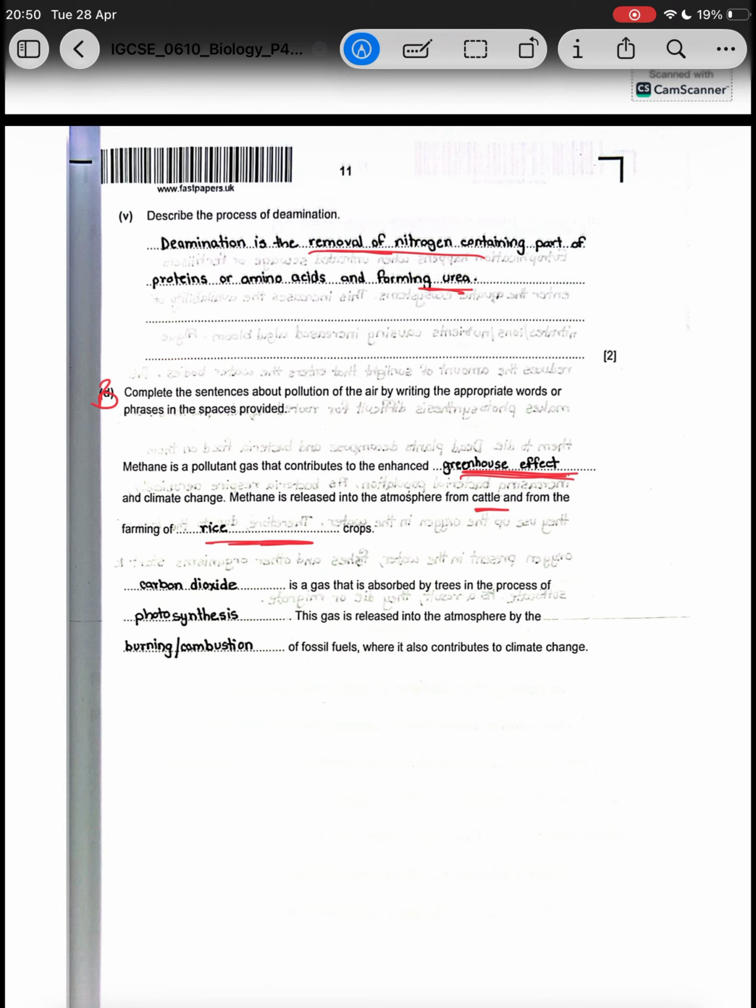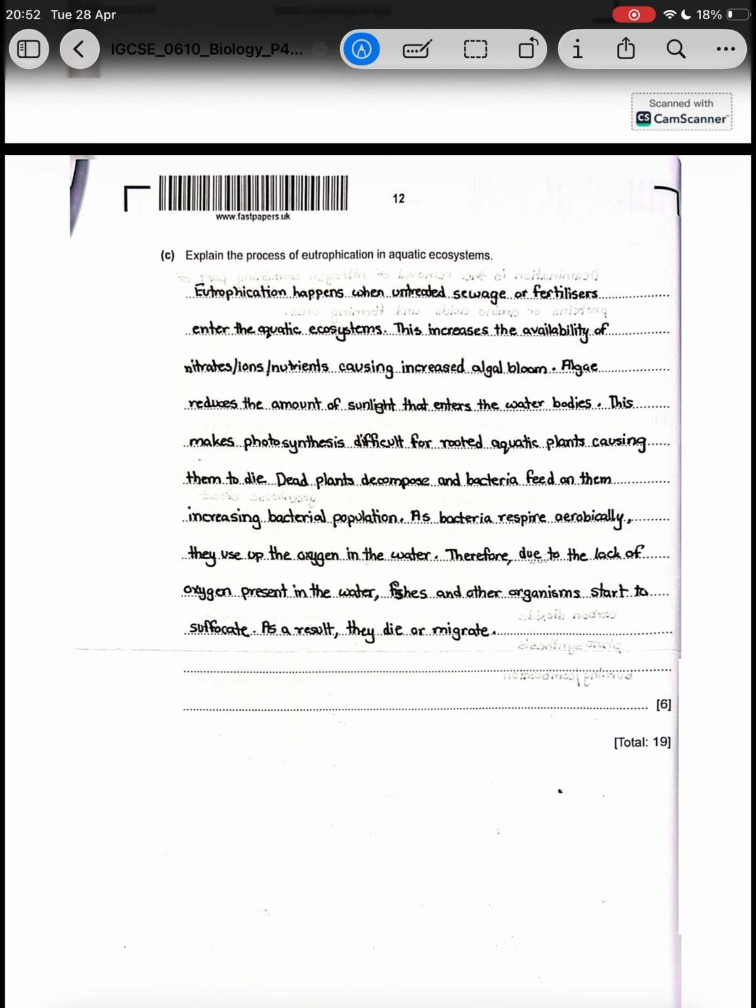Now the second part, dash is a gas that is absorbed by trees in the process of dash. So it's basically carbon dioxide, because trees are always taking in this gas, and they do this to photosynthesize. This gas is released into the atmosphere by the burning or combustion of fossil fuels, where it also contributes to climate change, besides other living beings respiring. The dash of fossil fuels will obviously be burning or combustion.